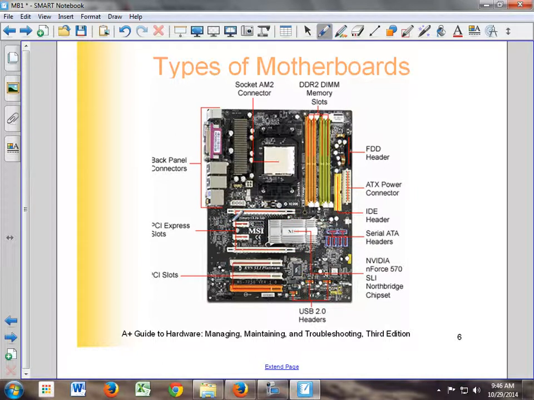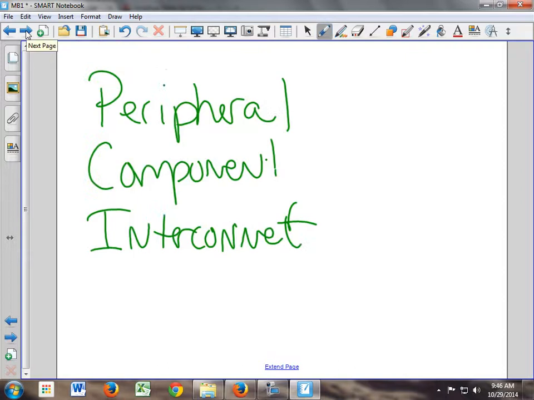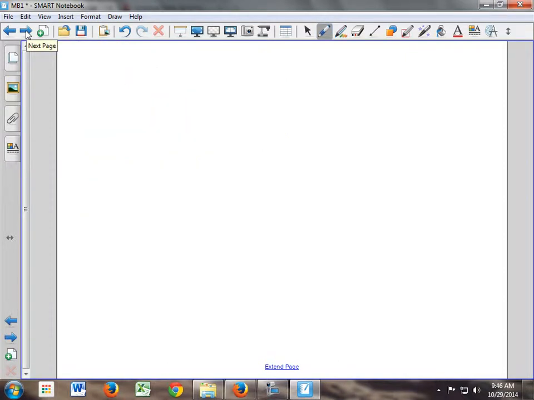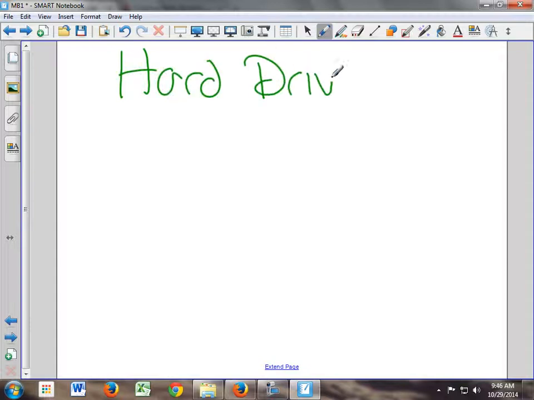But I need to evaluate this and say, what am I using this motherboard for? If I'm using it for a server, I don't care. I've got lots of spots to put extra network cards in there. And then the other thing is these other plugs down here, which are very important, the serial ATA headers. Okay, so I'm going to erase this slide and talk about hard drive connections.